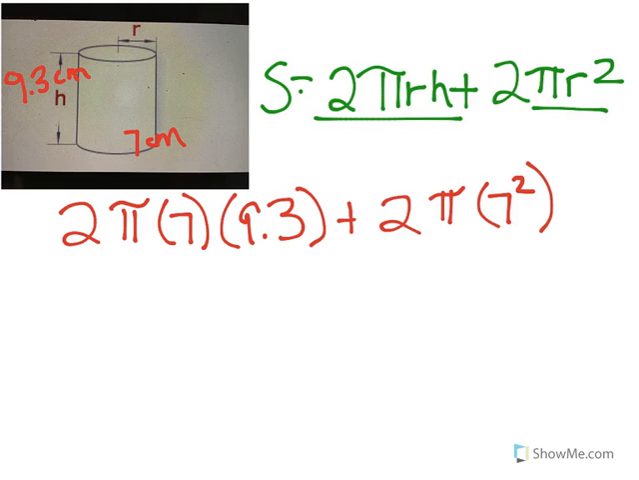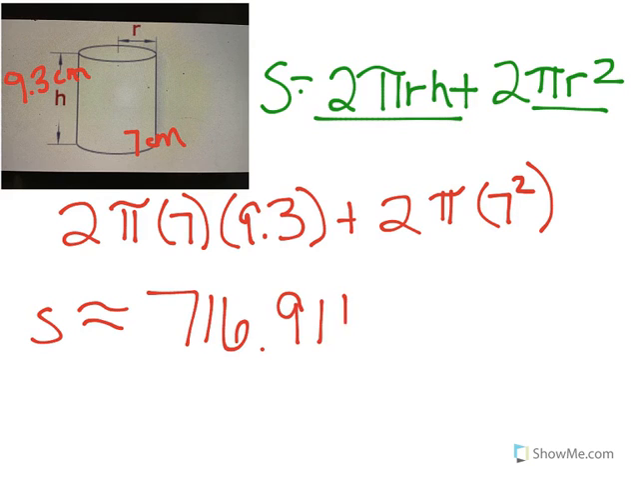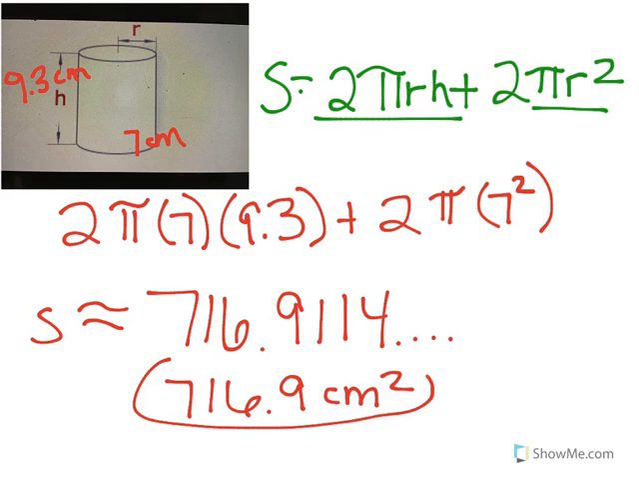Now, I'm not going to do this by hand, but if I were to plug this in the calculator, I would get approximately 716.9114, so on and so forth. So we'll call this 716 and 9/10 centimeters. And again, we're dealing with area squared. That's how you found the area of a cylinder.